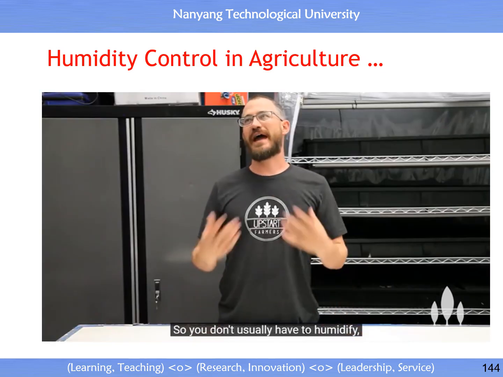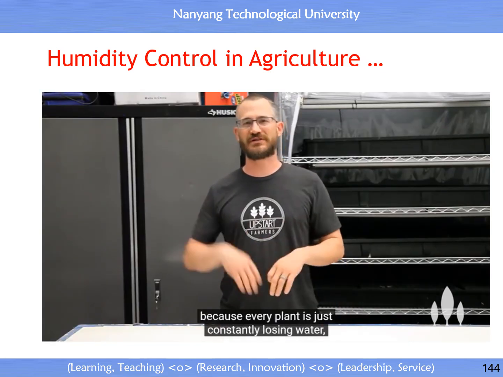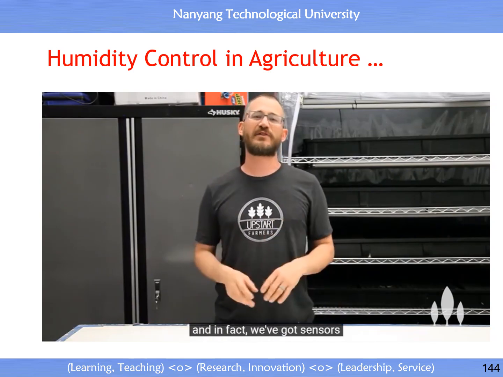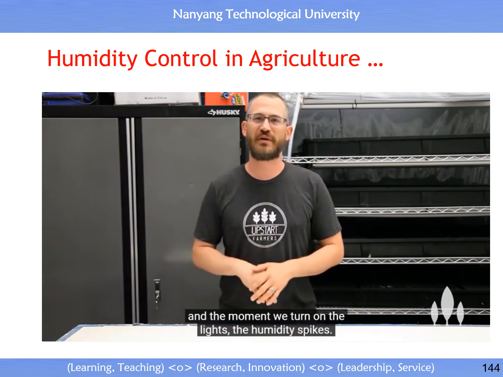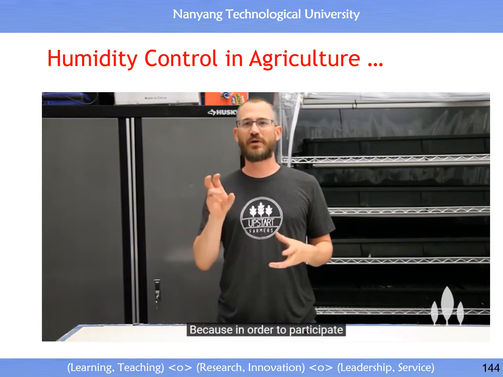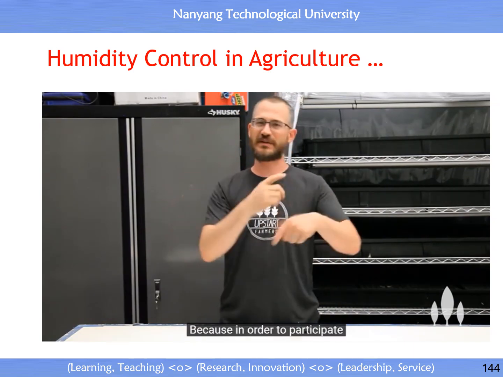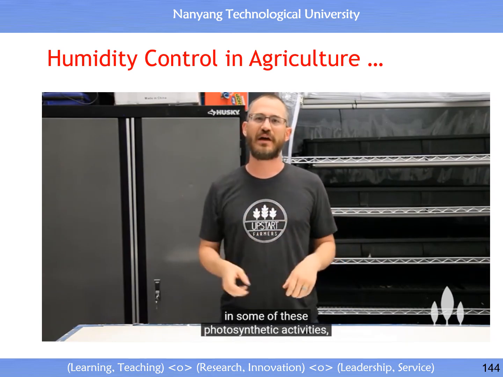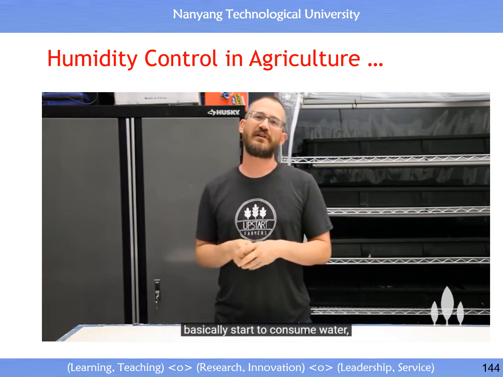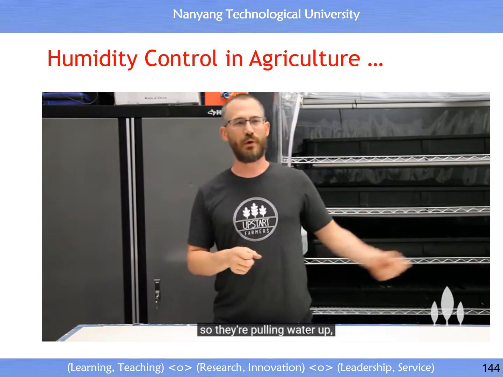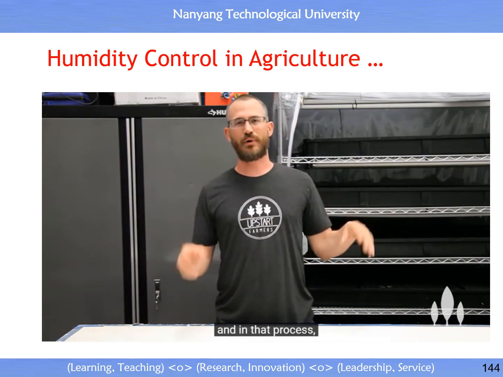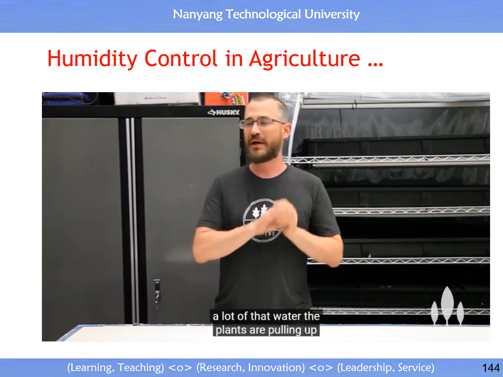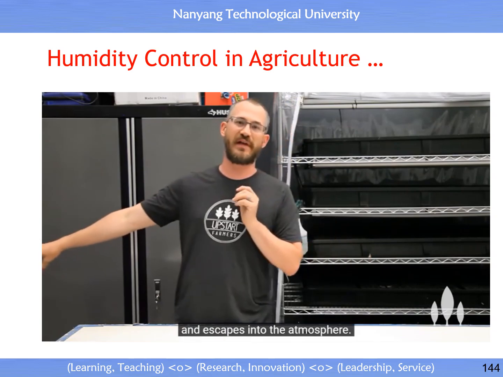So you don't usually have to humidify because every plant is just constantly losing water. And in fact, we've got sensors placed in our growing environments, and the moment we turn on the lights, the humidity spikes. Why? Because in order to participate in some of these photosynthetic activities, all of the cells in the plant basically start to consume water. So they're pulling water up, and we've also got the stomates in the plants opening so that there can be gas exchange. And in that process, a lot of that water the plants are pulling up just turns to water vapor and escapes into the atmosphere.